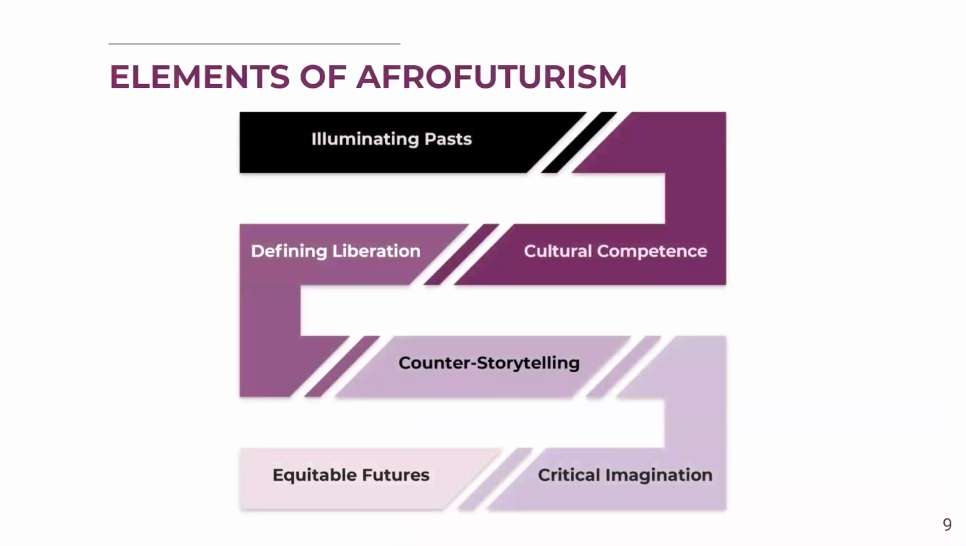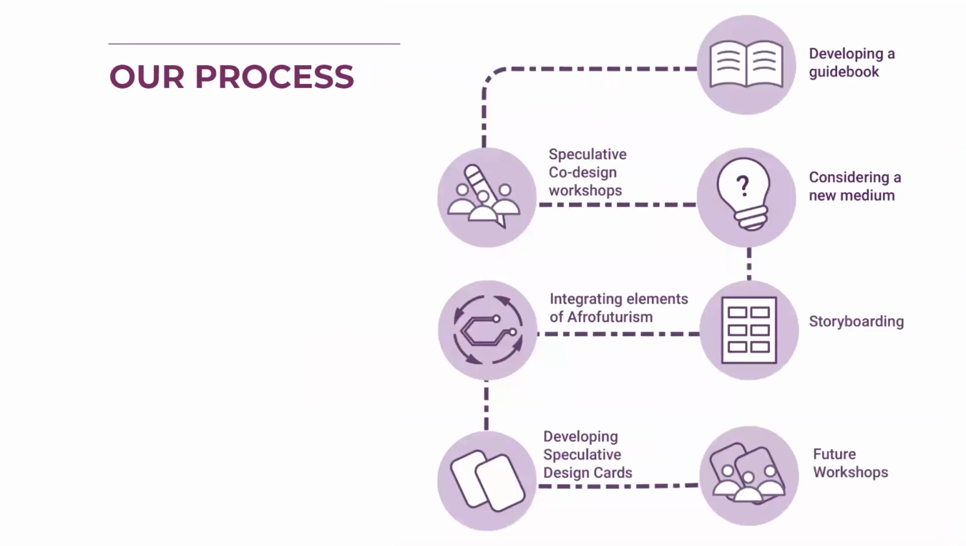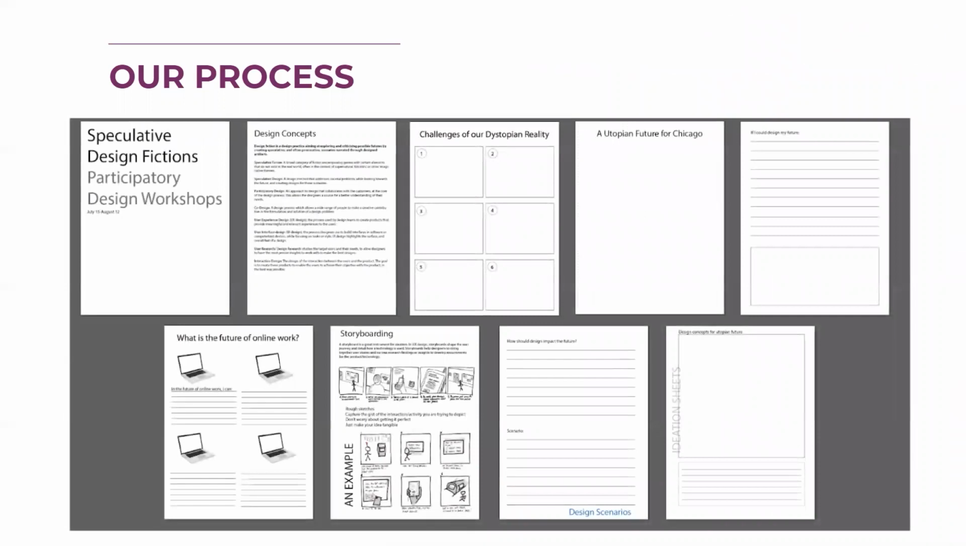Our integration of Afrofuturism revolved around the following key tenets: illuminating pasts, cultural competence, defining liberation, counter-storytelling, critical imagination, and equitable futures. Using these elements to guide our work, we formed cards for community designers to use within their collectives when engaging in speculation. The toolkit we developed drew from past research conducted in the lab, working with young adults in Chicago in a series of speculation workshops. The designs participants came up with were documented in a guidebook that helped facilitate the futuring process.